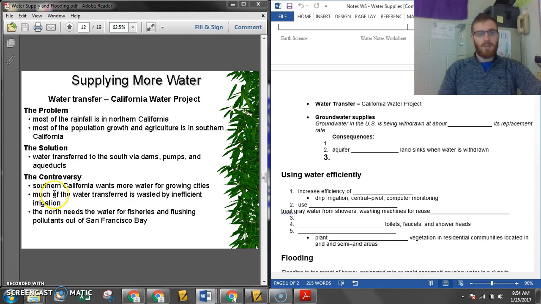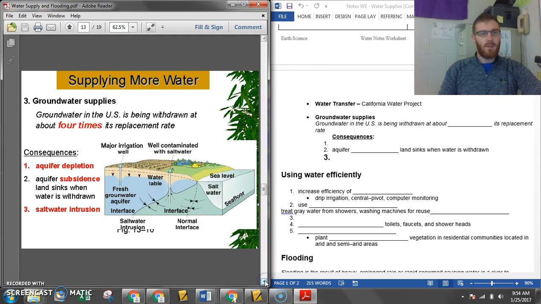And the controversy about that is Southern California wants more water for growing cities. Much of the water transferred is wasted by inefficient irrigation, and the north needs the water for fisheries and flushing pollutants out of the San Francisco Bay. So each thing has its own set of pros and cons.